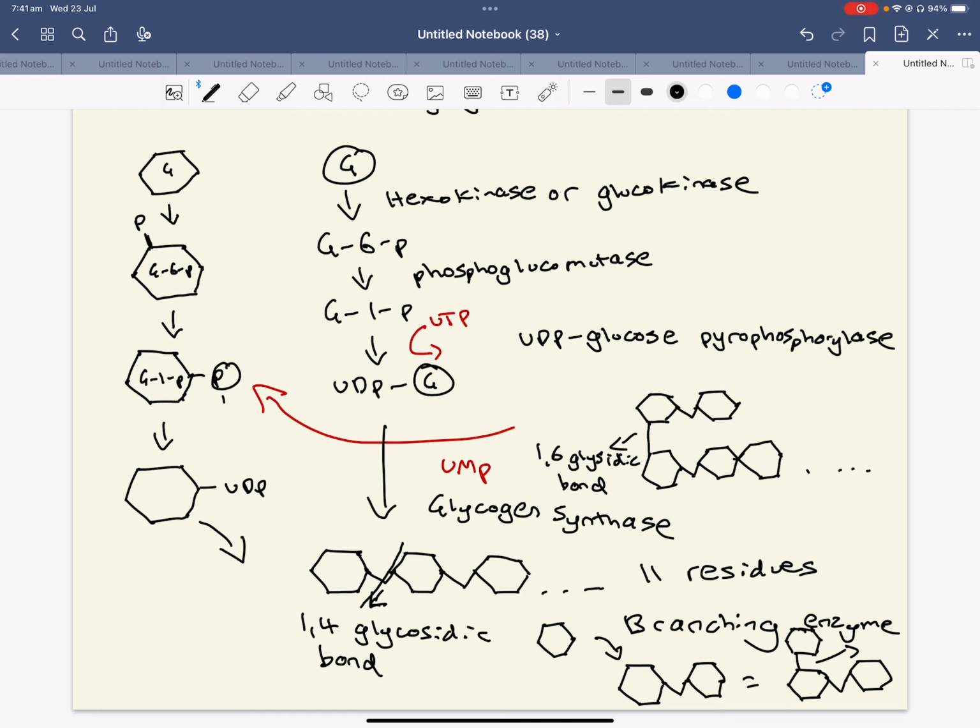So it has transferase activity. So it's moving those residues. So it's branching them. It's able to directly take off some of them, not the whole chain, maybe 5 or 6. Take them off and then add them to that residue and form a 1,6-glycosidic bond, as we saw before. That's 1,6-glycosidic.